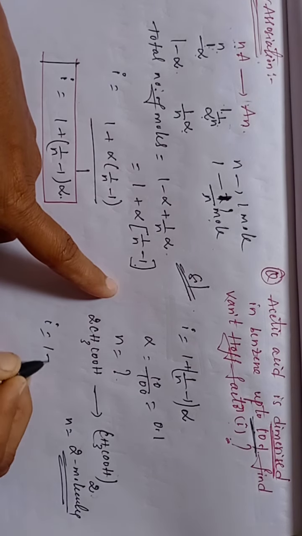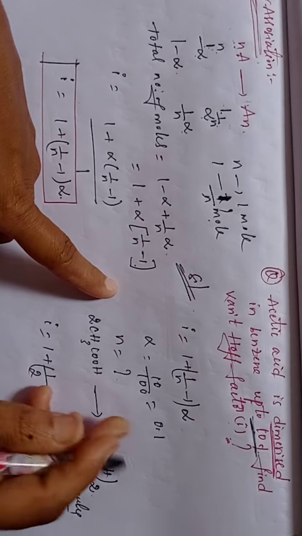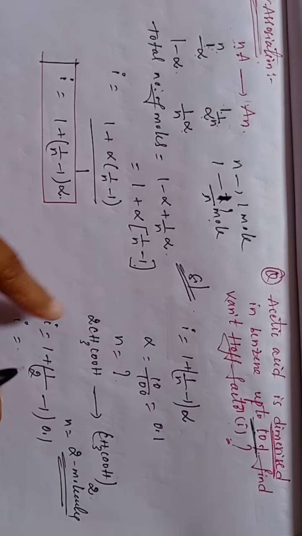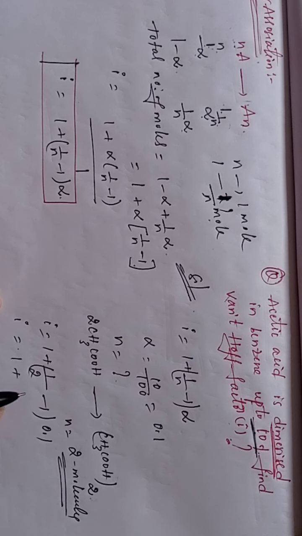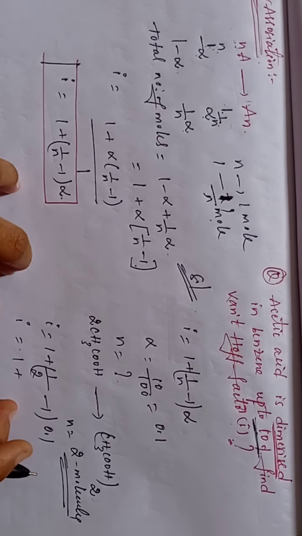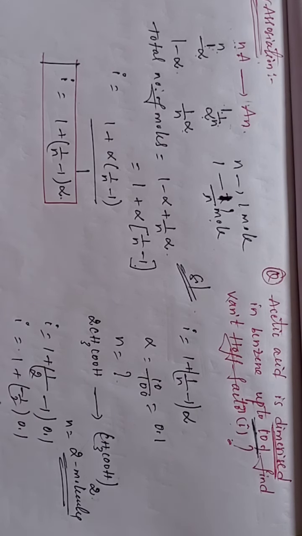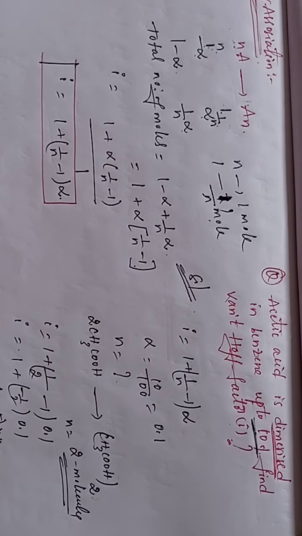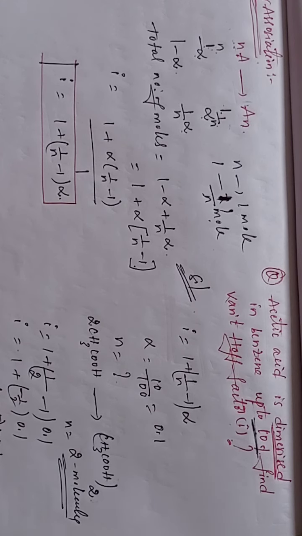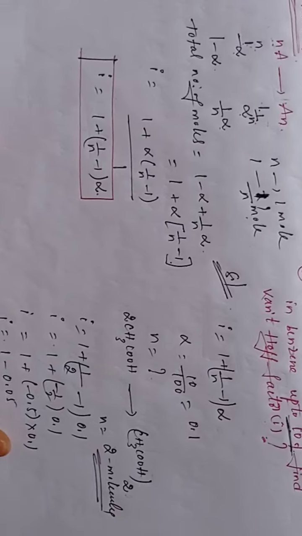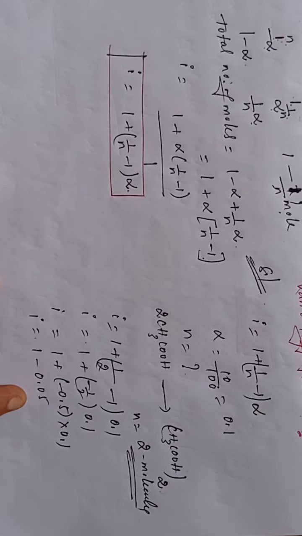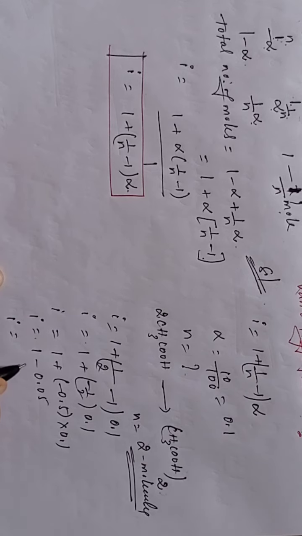Substitute in the formula. i is equal to 1 plus (1 by 2 minus 1) into alpha, 0.1. Then i is equal to 1 plus (1 by 2 minus 1). How much, students? 1 minus 2, that is minus 1 by 2. You will get minus 1 by 2 into 0.1. Then 1 plus minus 0.5 into 0.1. So i is equal to 1 minus 0.05. Finally, what will you get, students? 1 minus 0.05, you will get 0.95. Are you understanding, students? 0.95.